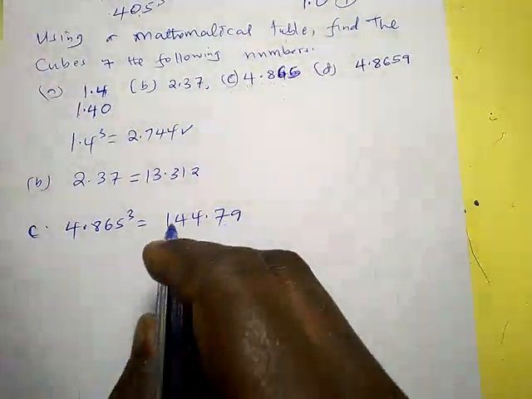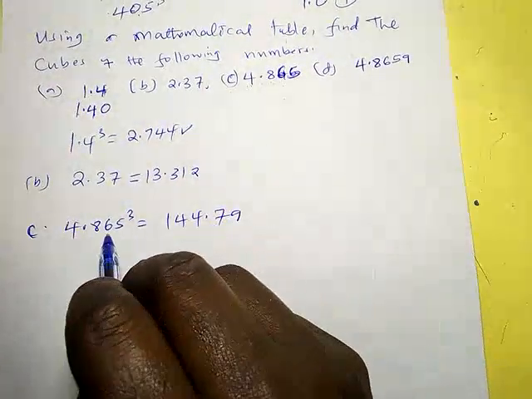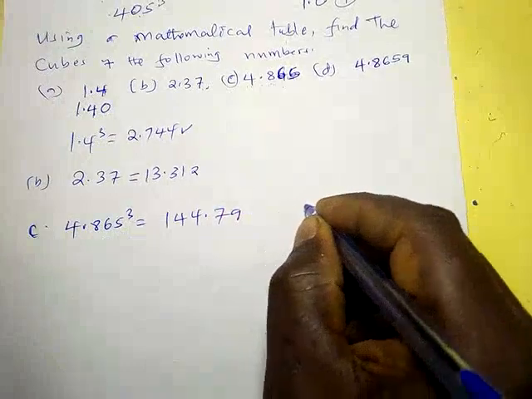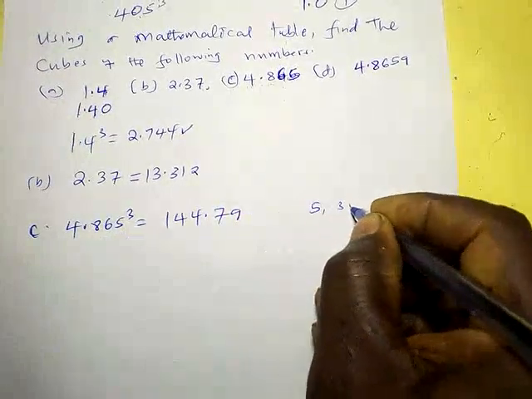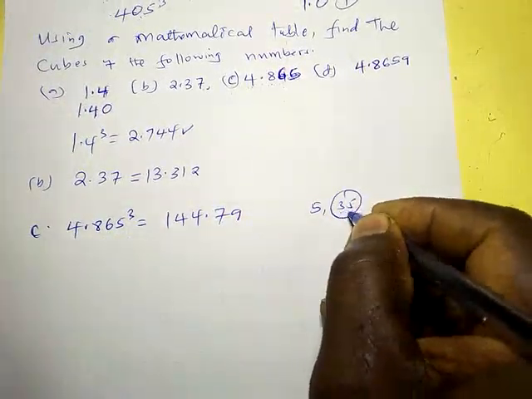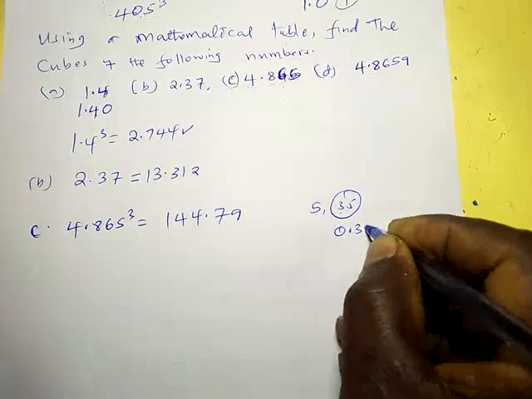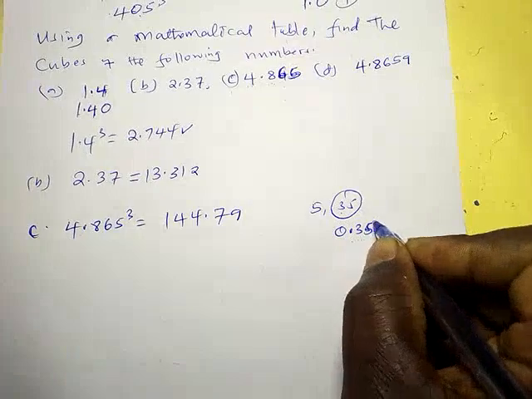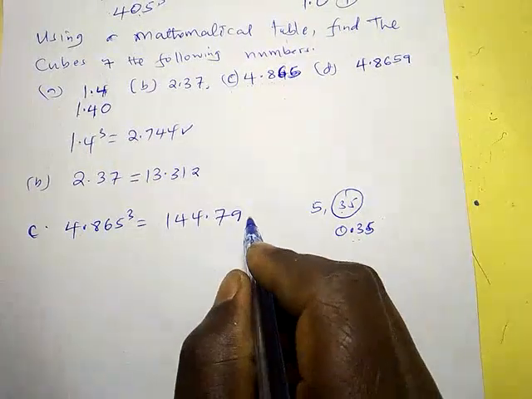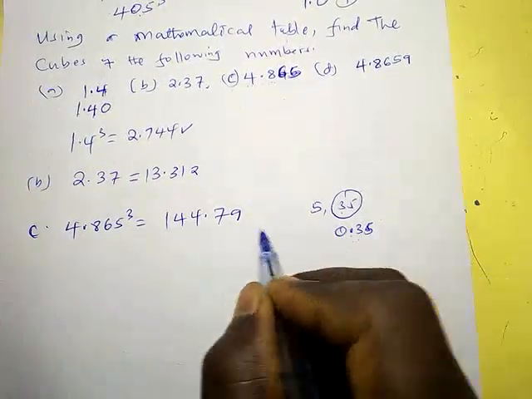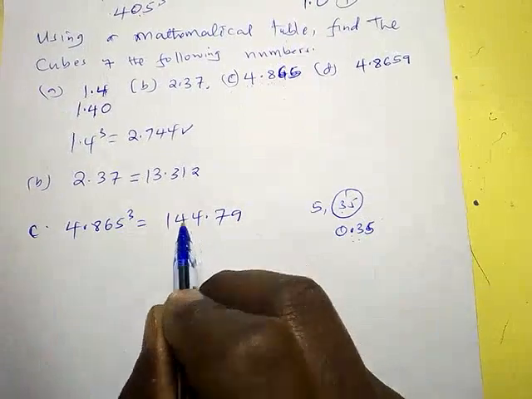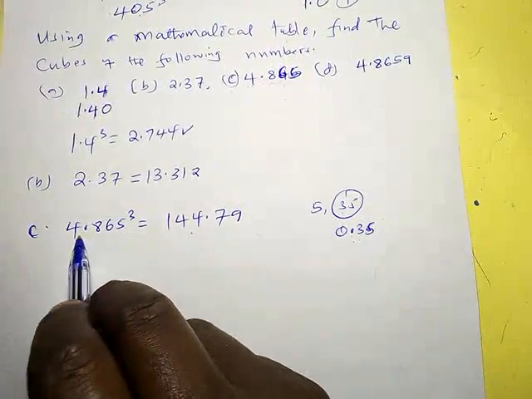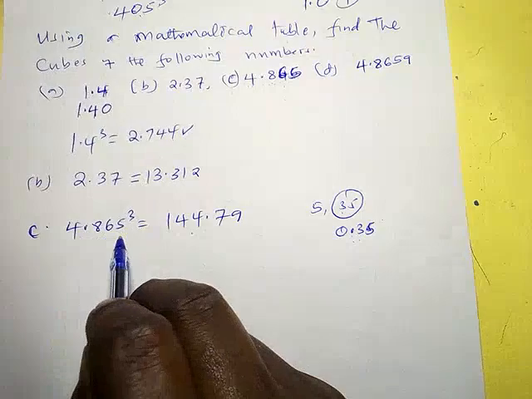So at the difference column, we have obtained that at 5, we have 35. So 35 in the difference column is the same as 0.35. That is very important for you to know. Therefore, we now want to add 0.35 to this number for us to get the accurate cube of 4.865.